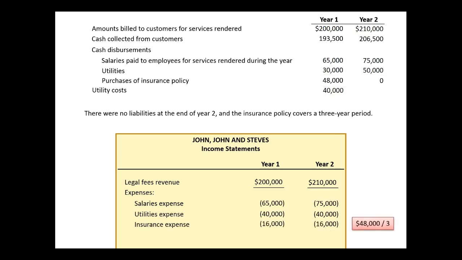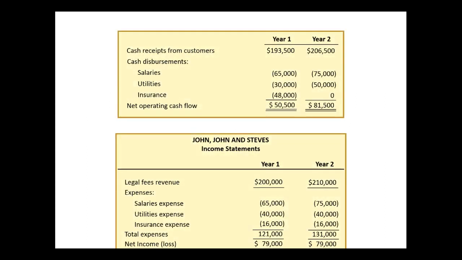The one item to be aware of in this scenario is we paid an insurance expense that will last for 3 years. So we will allocate this insurance over the 3-year period that it covers. So as you see in this example, we have net income of $79,000 for both of the years. Our net operating cash flows, you can see on a cash basis, are very different from the accrual basis.